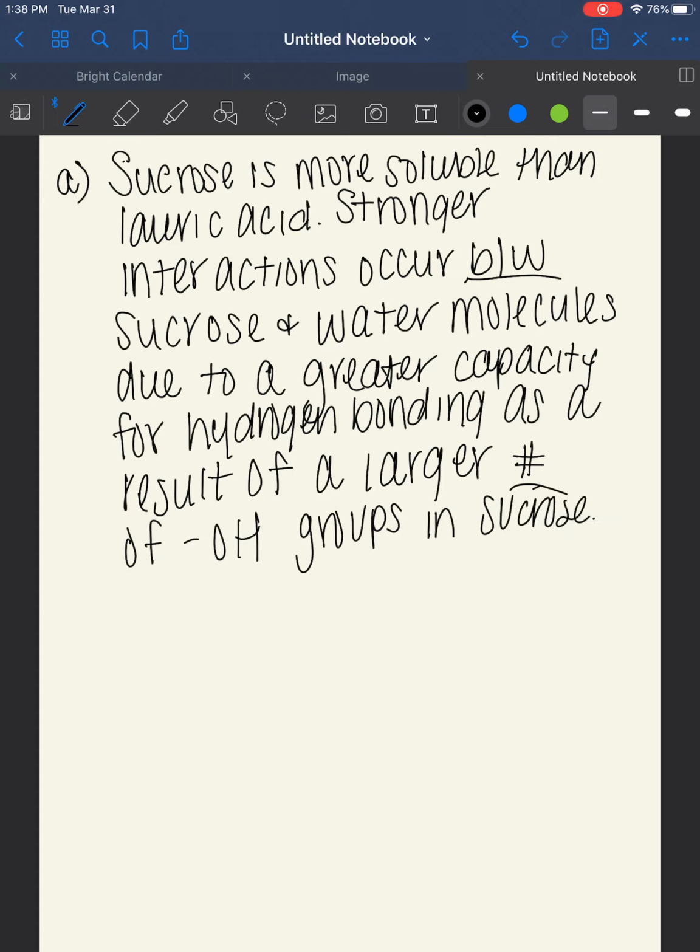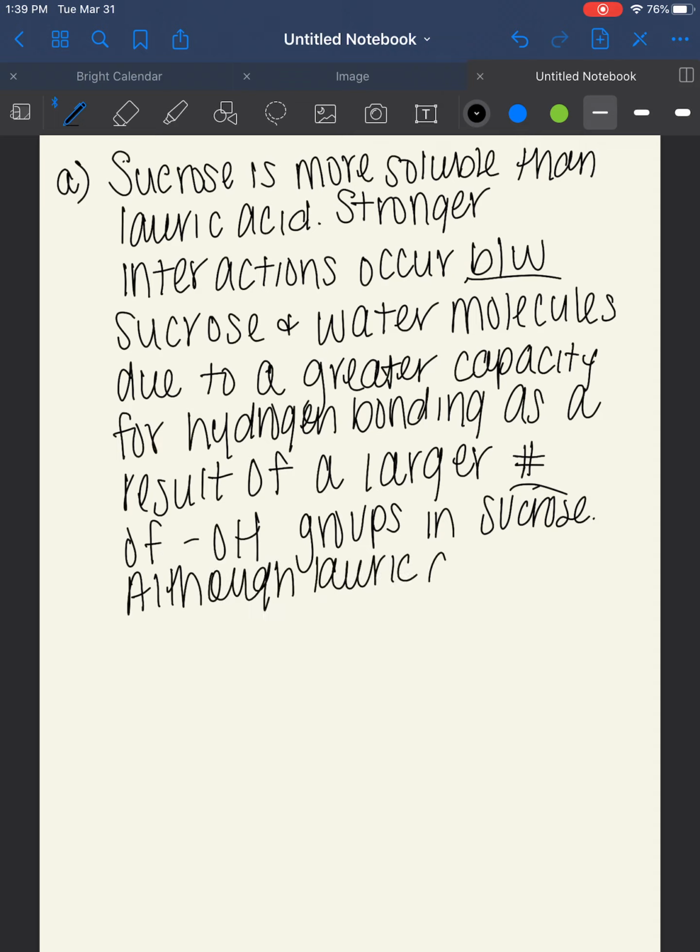Period. Okay, sucrose is more soluble than lauric acid. Stronger interactions occur between sucrose and water molecules due to a greater capacity for hydrogen bonding as a result of a larger number of hydroxide or OH groups in sucrose. Okay, and there you go. So if you want to elaborate, I can give you the full answer according to College Board past AP exams. So then you want to elaborate a little bit more.